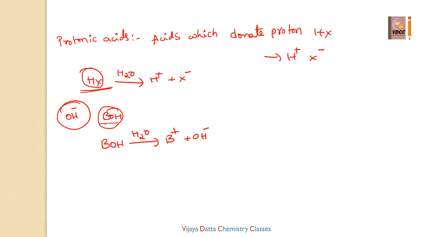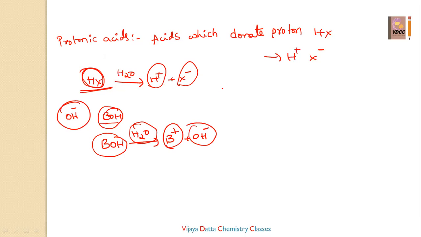So when you take HX, the dissociation or ionization takes place, that is, H plus and X minus ions are formed. When it comes to the base, BOH dissolved in water produces B plus and OH minus ions. So they are ionized or dissociated. How much extent the ionization has taken place? The extent of ionization we are going to calculate.